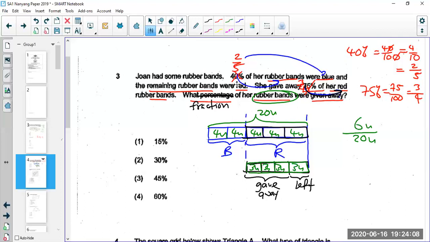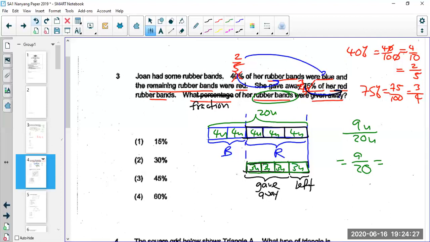Given away is 9, not 6, 9. Okay, you have given away 9 units, 9 units of red rubber band. So you got your 9 units already, right? So you got your fraction. Your fraction is 9 over 20. So this is the fraction of the rubber bands that were given away.